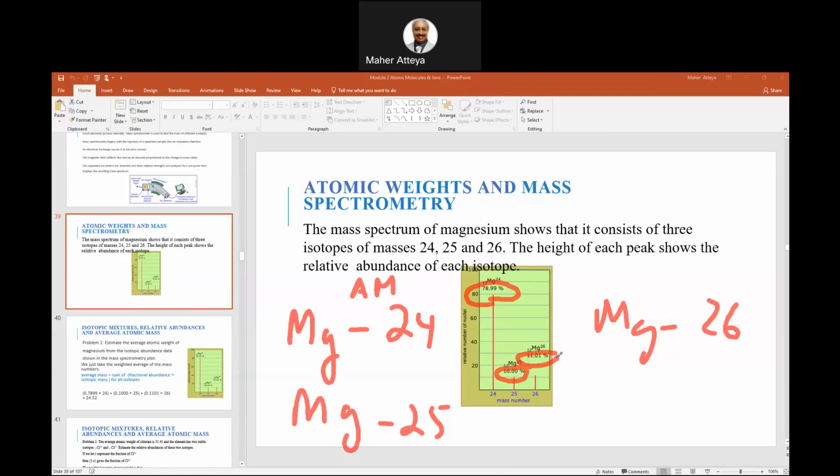But before we go like this, I want to ask you a question here. For magnesium-24, how many protons do we have?